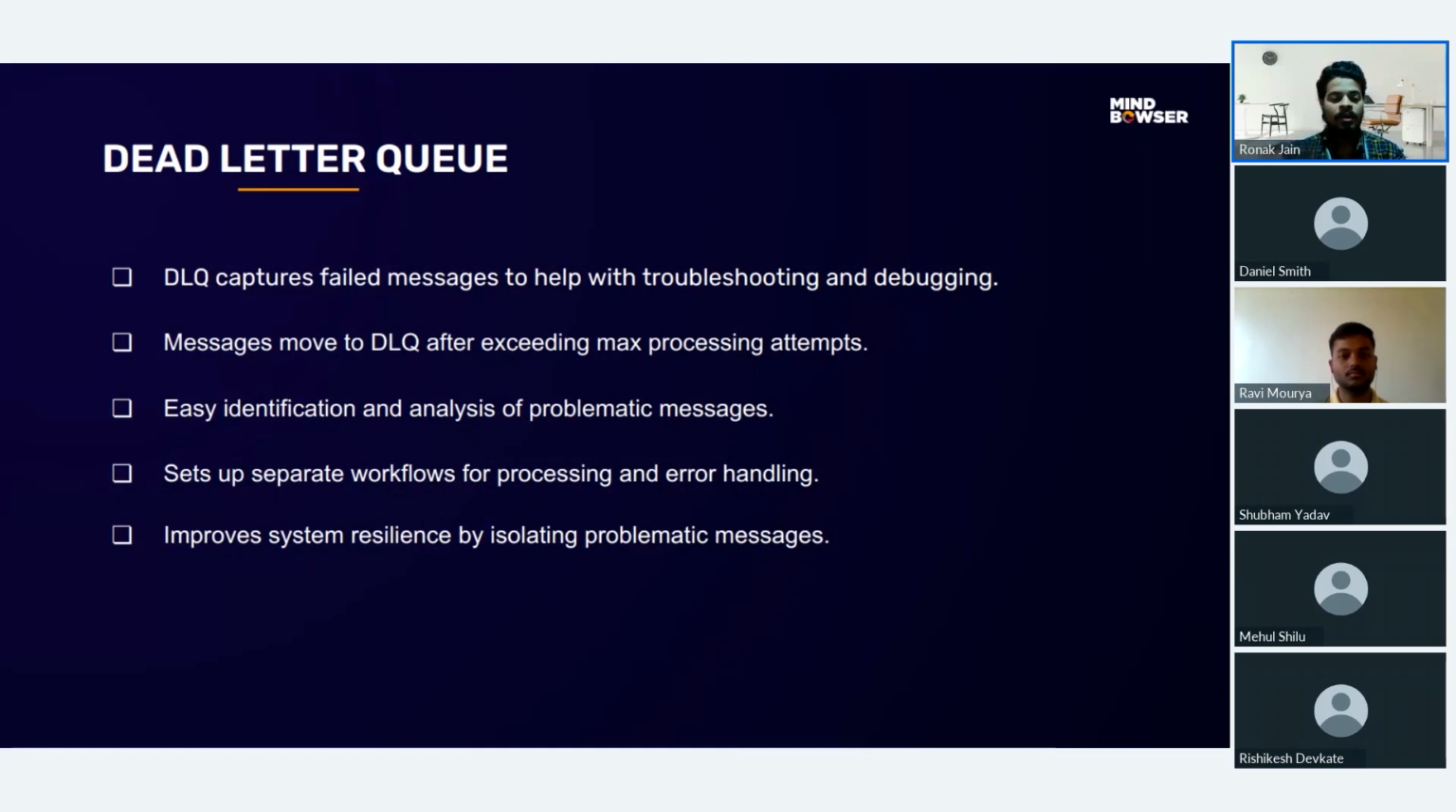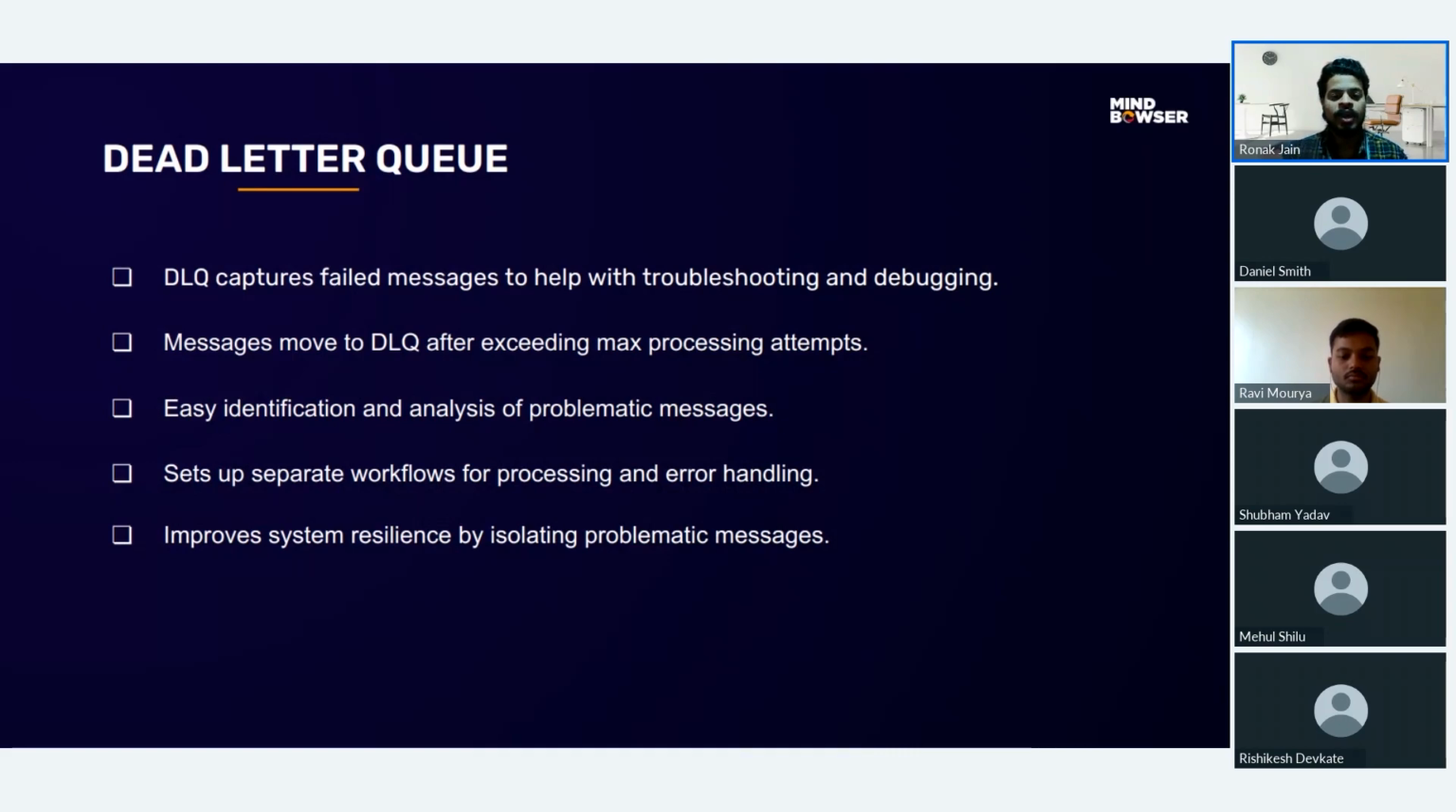Whenever a new message is added in the dead letter queue, we can specify a trigger. That trigger notifies the developer or the debugger team that some message has been added in the dead letter queue. Now you can check what the issue is and handle it.